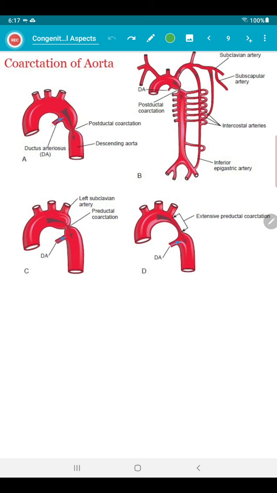Coarctation of aorta occurs in relation to the ductus arteriosus, and we name them accordingly. If the coarctation occurs after the ductus, we call it post-ductal coarctation. If the coarctation occurs before the ductus arteriosus, we call it preductal coarctation. This is post-ductal coarctation and extensive preductal coarctation. Signs and symptoms are not required at your level.